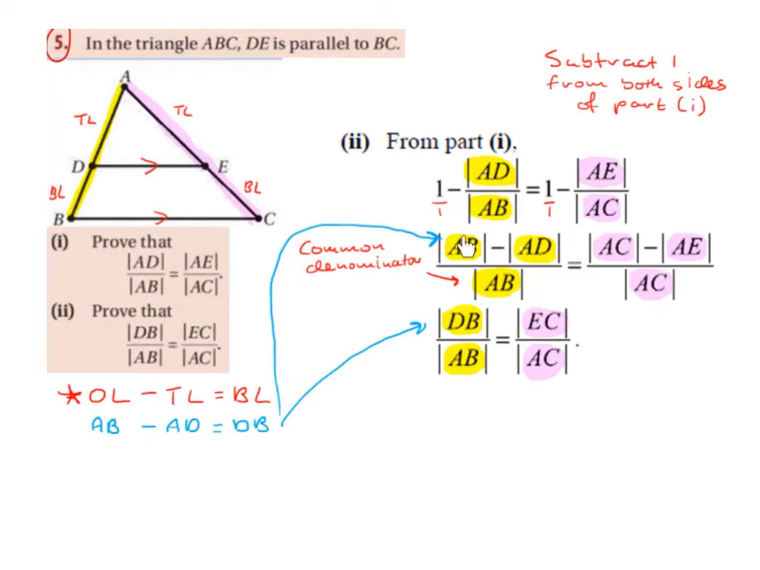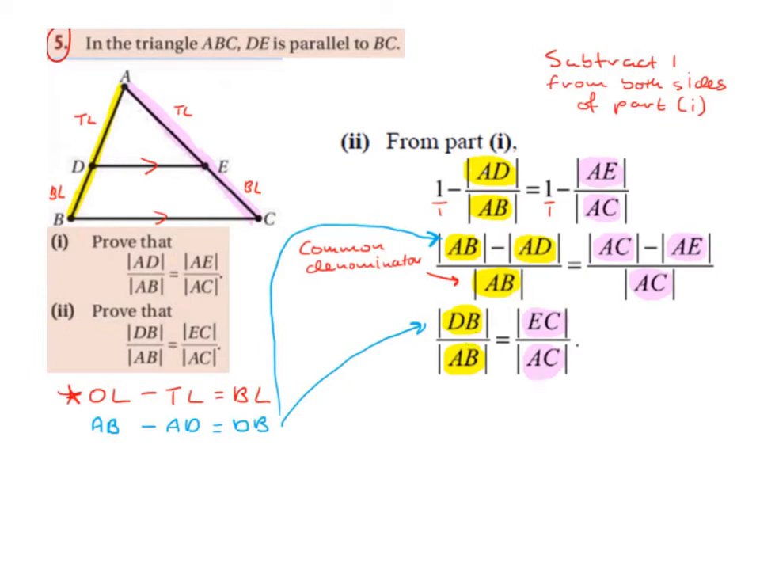Now I need to work out AB minus AD. AB is the overall length on the left hand side, and AD is the top length. The overall length minus the top length leaves us with the bottom length. So AB minus AD leaves us with DB.